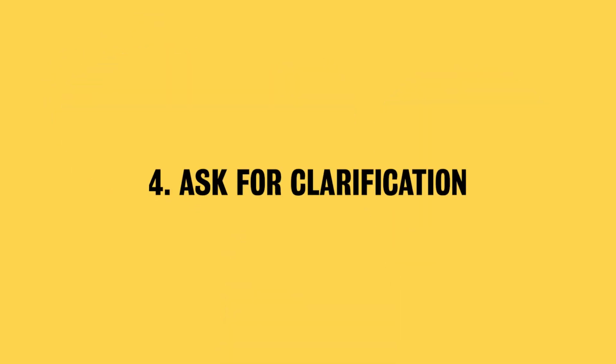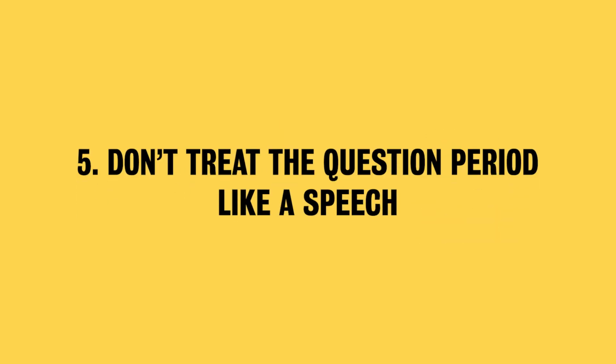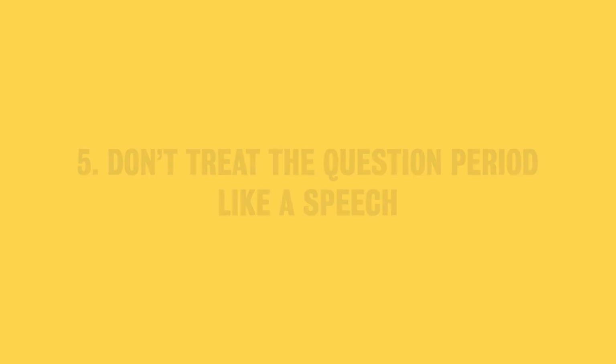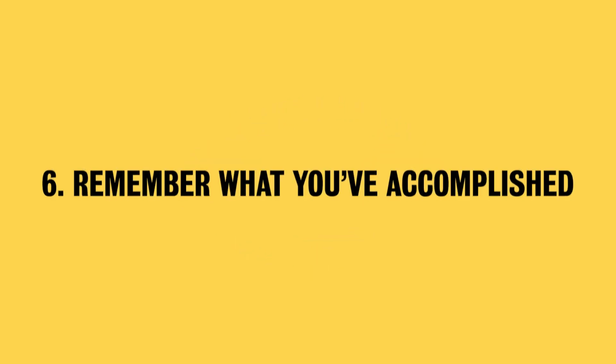Number four, ask for clarification. Asking for clarification doesn't make you look less smart. Consider pausing and asking for clarification, or ask your examiner to rephrase the question. Number five, don't treat the question period like a speech. Keep your answers short. The question period is meant to be an informed conversation between colleagues, so the best defenses are conversations in which there's an exchange of information in both directions.